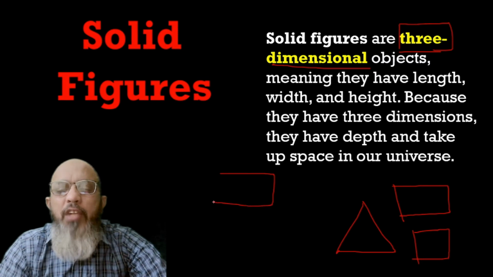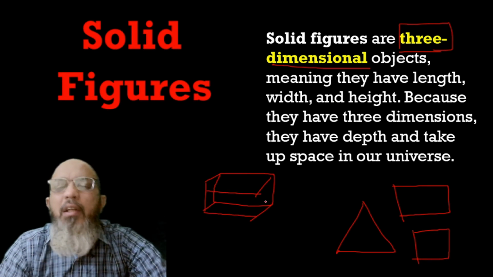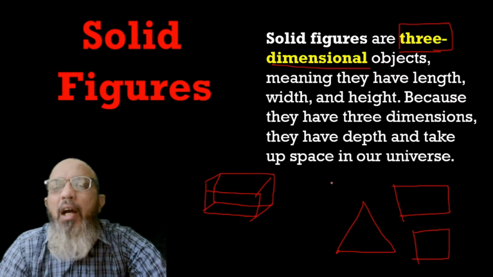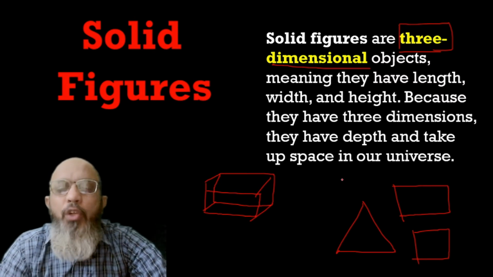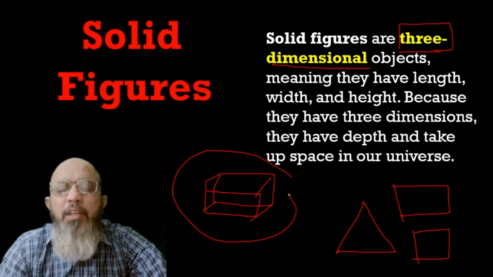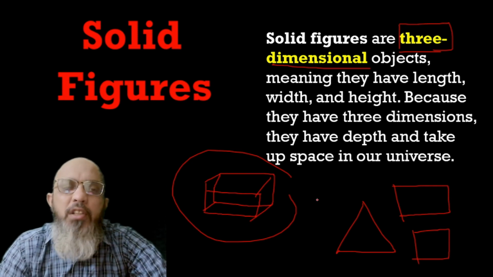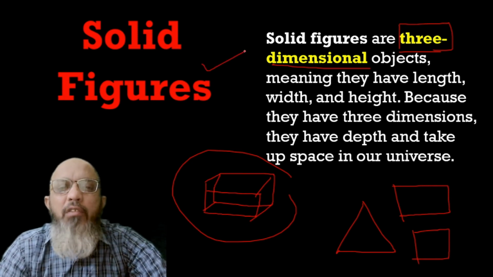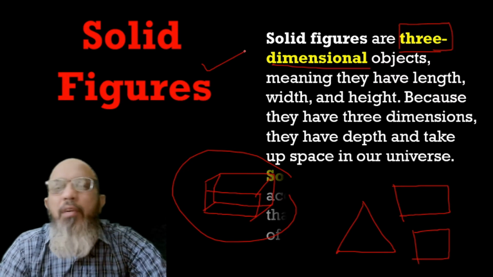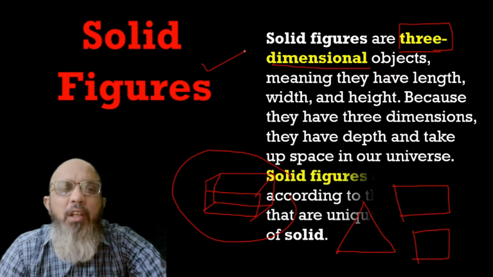But if I draw a cube like this, this is a 3D shape. A 3D shape has length, width, and also height or depth. Due to this, it occupies some space in our universe. Such shapes are called solid figures. Now we will discuss the solid figures one by one.